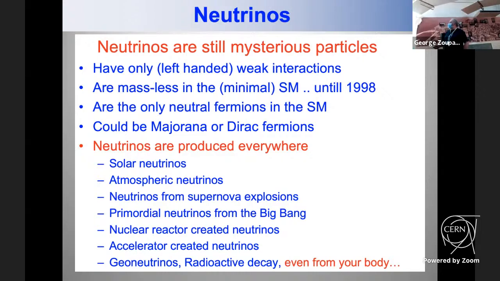Nuclear reactors, of course, create lots of neutrinos. Accelerators can produce neutrinos. And there are also neutrinos around you while you sit here, from radioactive decays. You may not know that, but you yourself emit 4,000 neutrinos per second from your body. That's just potassium decaying in you through beta decay. It looks like a lot, but you're a bit of a neutrino generator, everybody here.